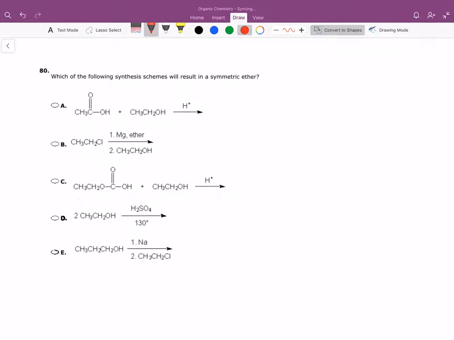The question is, which of the following synthesis schemes will result in a symmetric ether? So your goal is to choose which of these responses, which of these reactions with the given chemical reagents will result in a symmetric ether. So I'll go ahead and let you pause the video at this point, and then we will discuss each example.